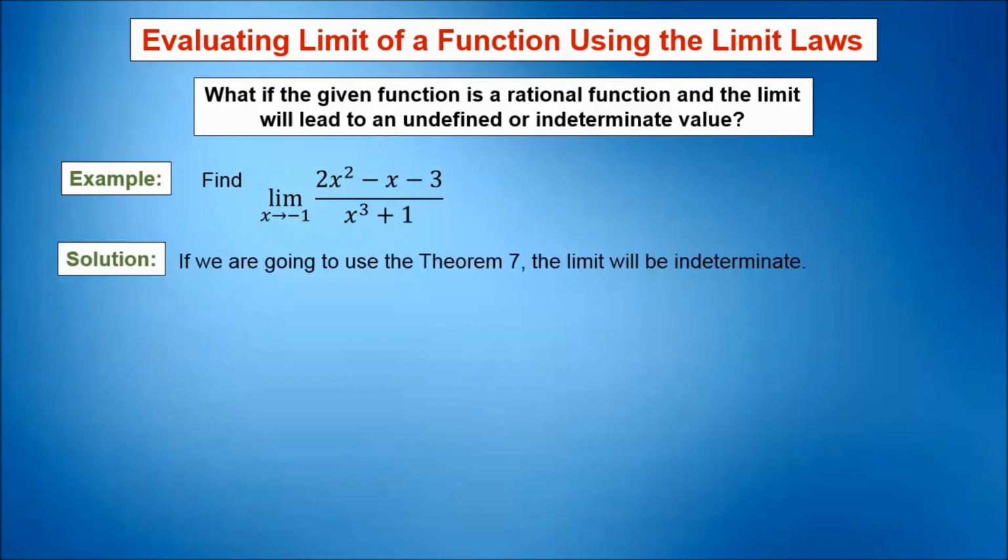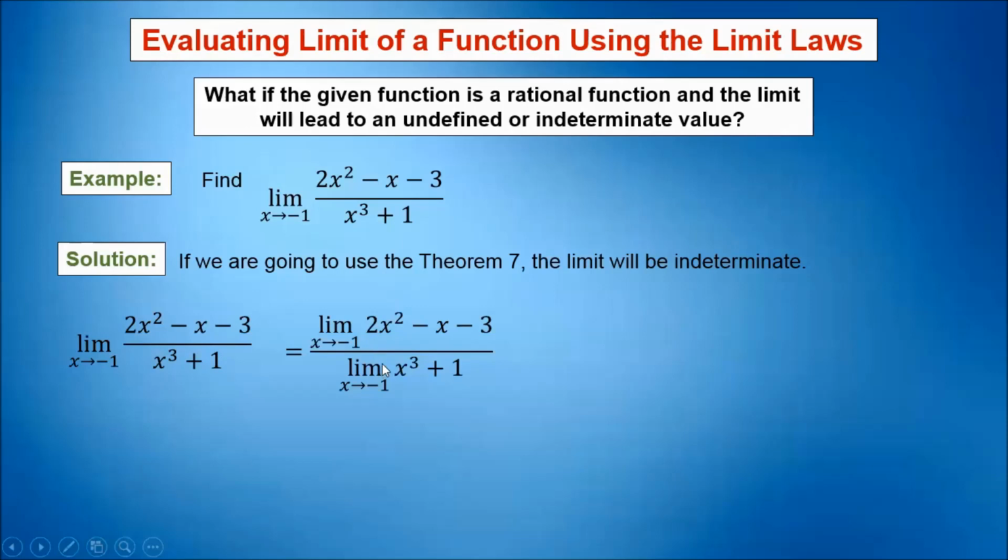First, if we're going to use the theorem number 7, the limit will be indeterminate. As we can see, this is a rational function. This involves a quotient, which is theorem number 7. But if we're going to use that, the limit will be indeterminate because the denominator will be 0. So this is our problem: limit of 2x squared minus x minus 3 all over x cubed plus 1 as x approaches negative 1 by applying theorem number 7.